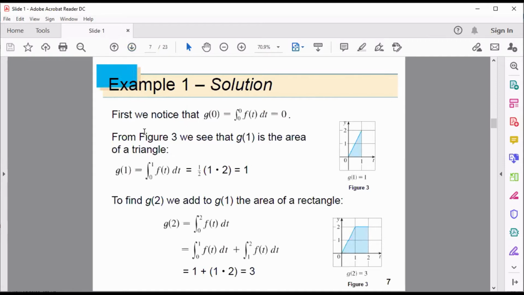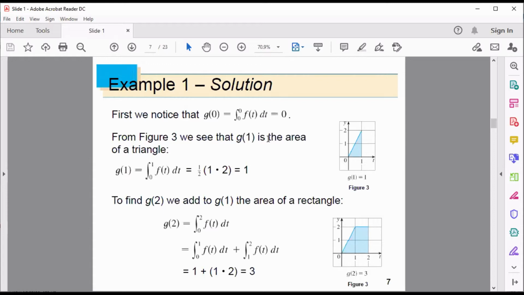First, just a comment here, just an observation. g of 0 is equal to 0. What is the meaning of g of 0? That means we start at 0 and the end point is 0. Then the integral between 0 and 0 of any function is equal to 0. When the start is the end point, then the integral is equal to 0.